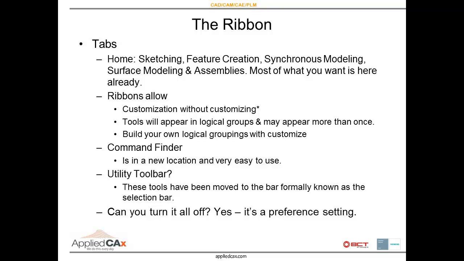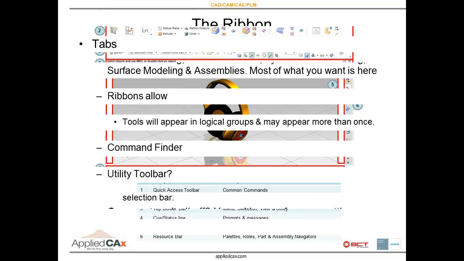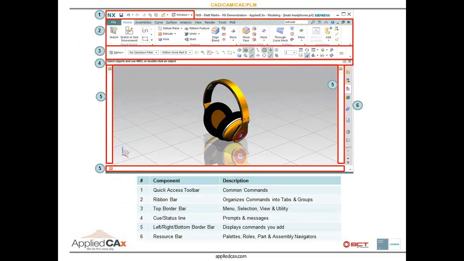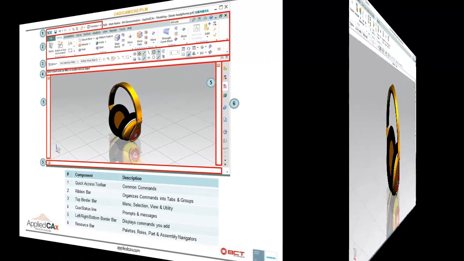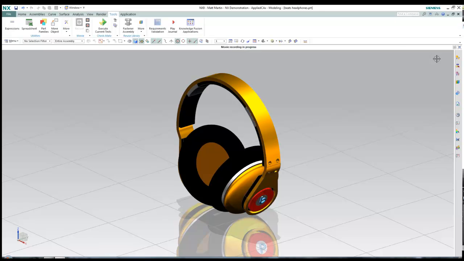So the biggest thing you're going to notice is the ribbon. Much like Microsoft products, you're going to see the ribbon across the top. You just jump right in there and you'll see that you've got the quick access toolbar across the top, the ribbon, your selection toolbar, and your border bars. And I'll show them all.